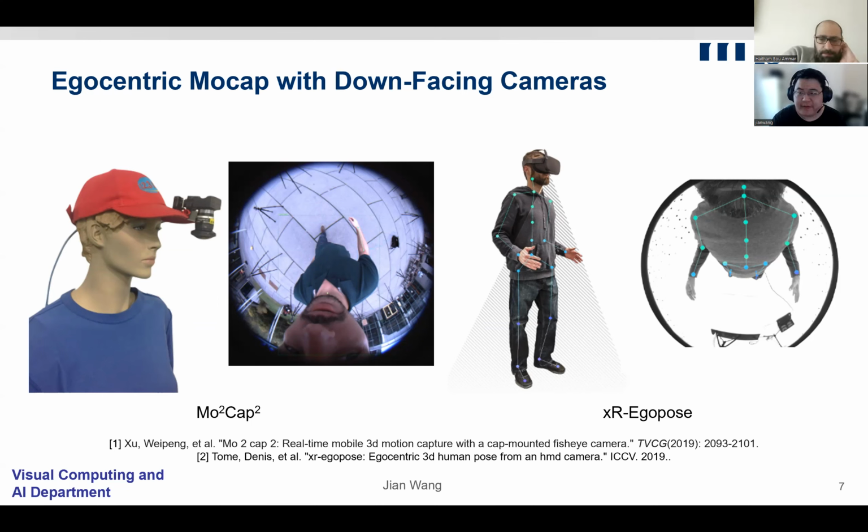Yeah, makes sense. Okay, so this is already a topic that has been extensively researched in recent years. In CVPR 2024, Meta is hosting a challenge on egocentric full body motion capture. So this is a growing field that grows very fast and has a lot of potential applications.